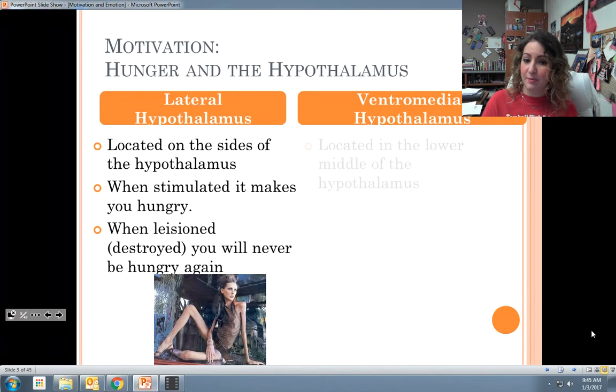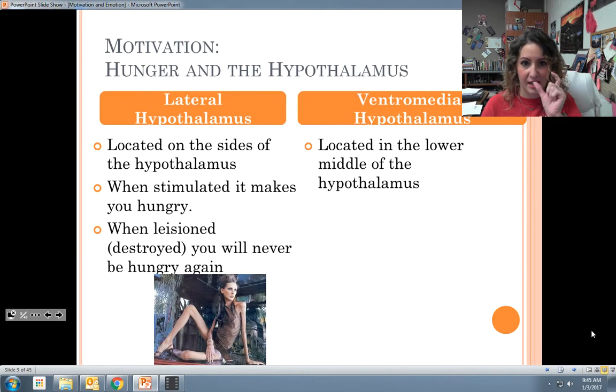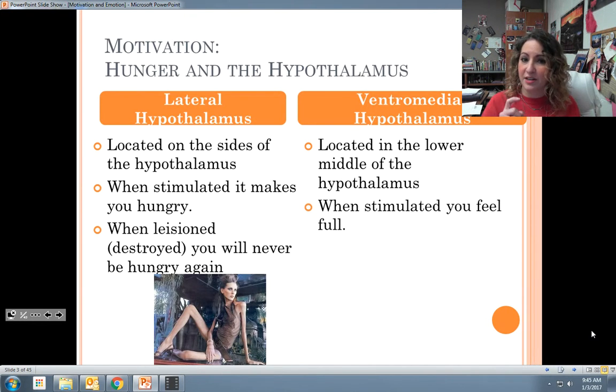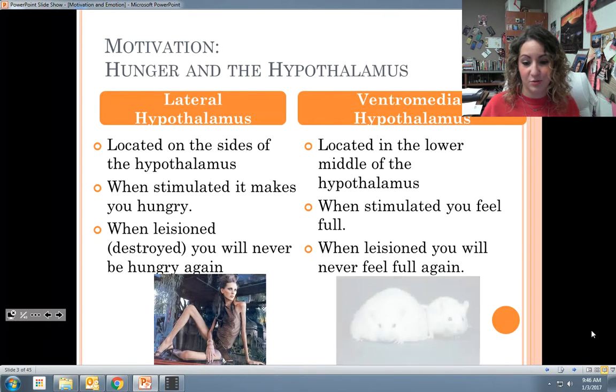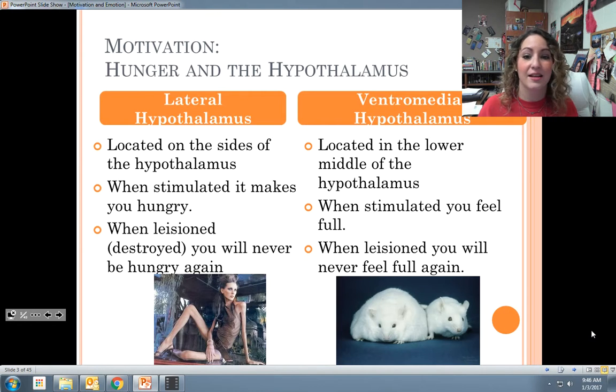The ventromedial hypothalamus, that's going to be in the middle of the hypothalamus. It's the inside of it. And when stimulated with an electrode, it makes you feel full. It makes you feel satisfied at the end of a meal. So what if we were to remove it? What if we were to take it out? You would never feel full again. So this mouse right here, you see that it has had its ventromedial hypothalamus lesioned. It's been destroyed. And so the fat rat ate and ate and ate because it never felt full. It never felt satisfied. So it will eat itself to death if given a limitless supply of food.